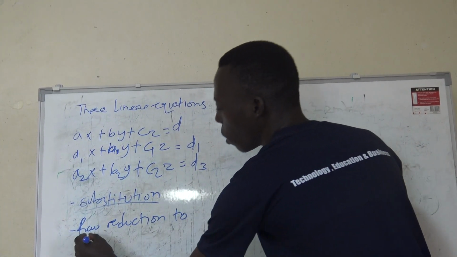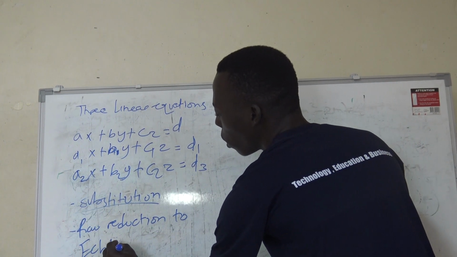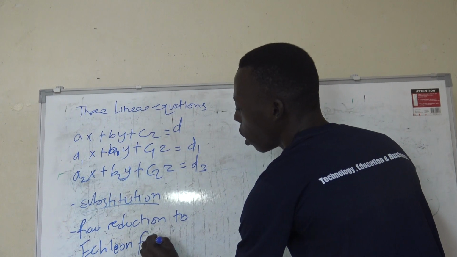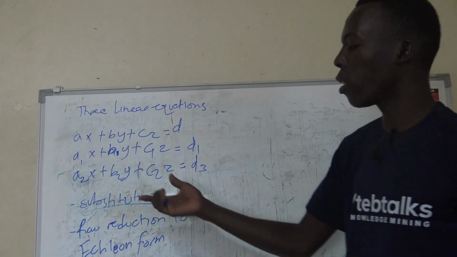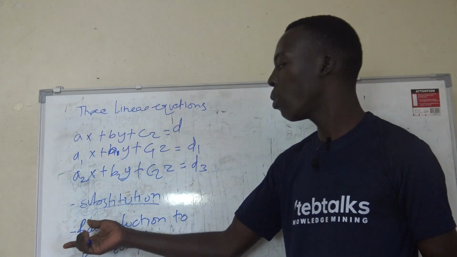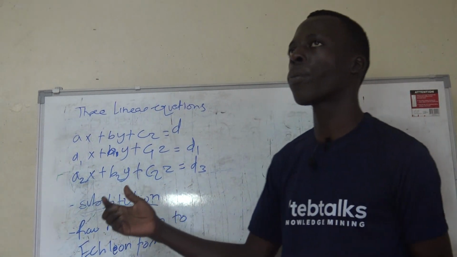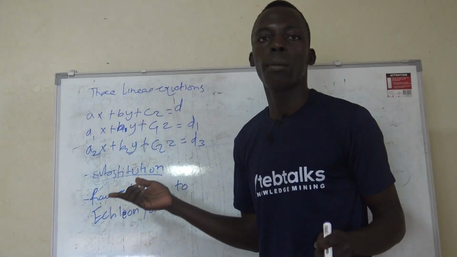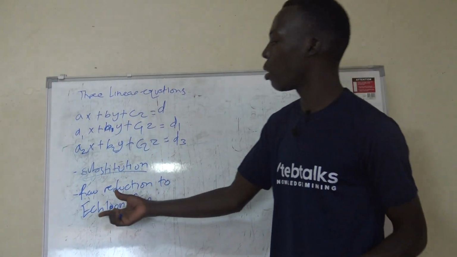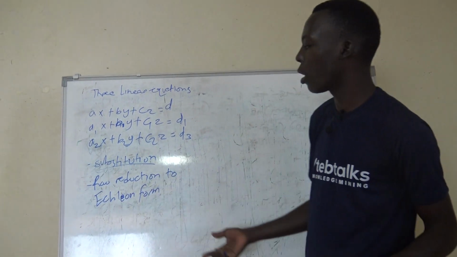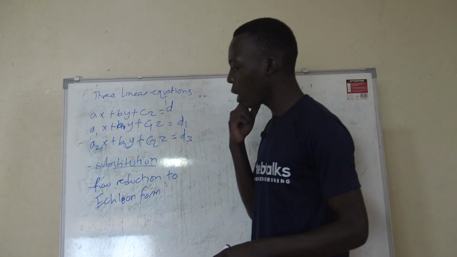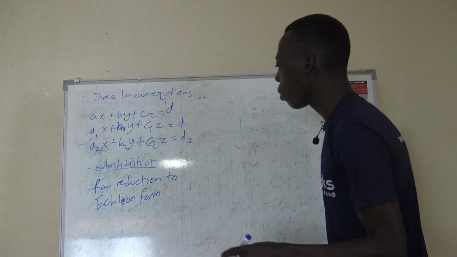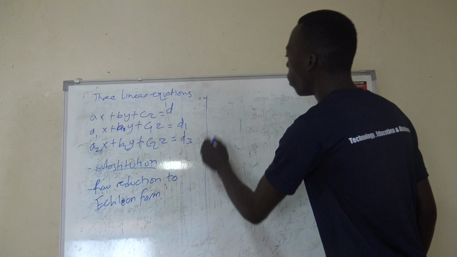to echelon form. So this is the next method. Here you use a combination of elimination and also matrix. This is what you use in row reduction to echelon form. And they like setting this one in exams. So we are going to begin with the first one, substitution.